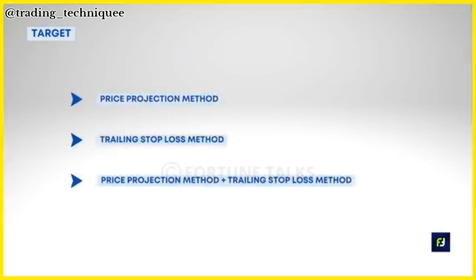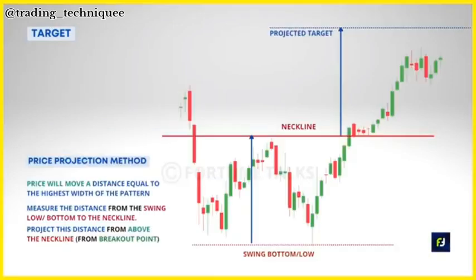And as always, there are three methods that we can make use of: the price projection, trailing stop loss, and a combination of both. In the price projection method, you have to calculate the distance between the swing bottom and the neckline. Then project this distance upward from the breakout point or neckline. The projected price level is where you exit the trade. This technique will help you decide whether it is too late to enter a trade or not. For instance, if the price is close to reaching its price projection, then there's probably not much meat left in the move and you might want to skip the trade.